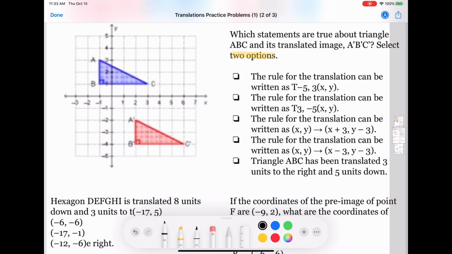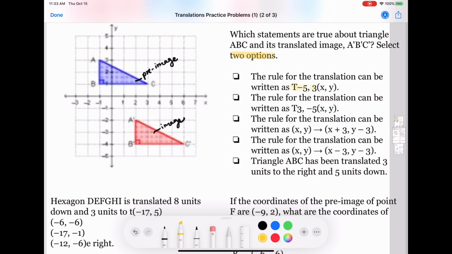Okay, the next thing we should do is identify, once again, what the pre-image is and what the image is. Once again, we know this is our image because it contains that prime notation, so that's what happens after the translation. Okay, let's look at the first statement. The rule for this translation can be written as translation -5 positive 3, or add 3.